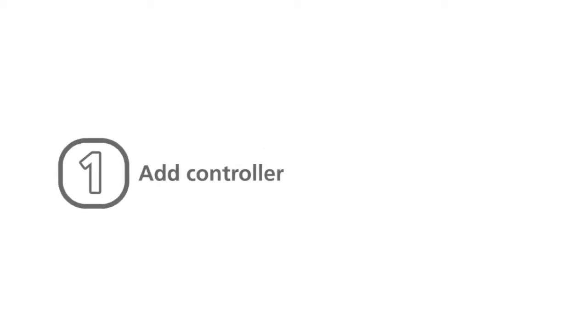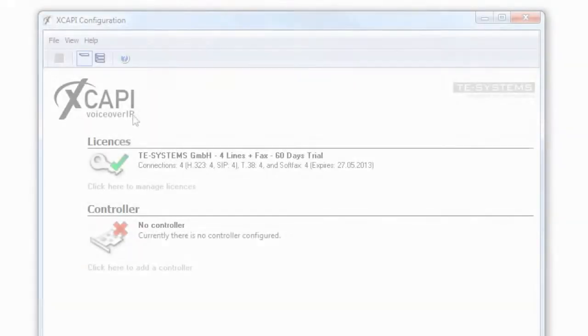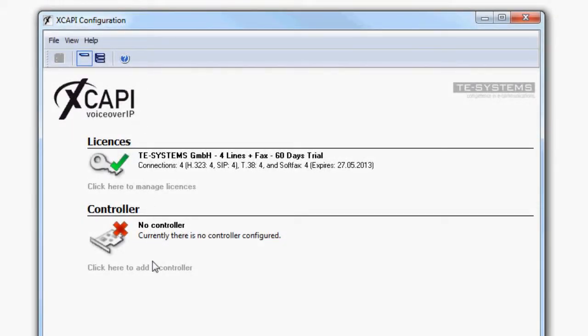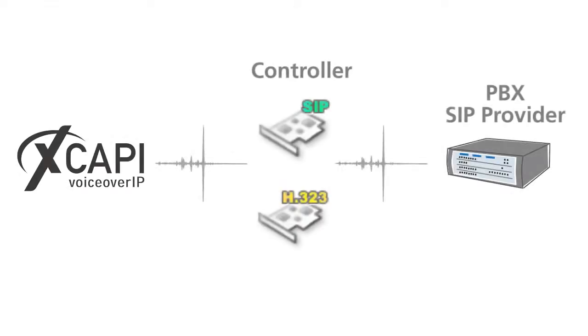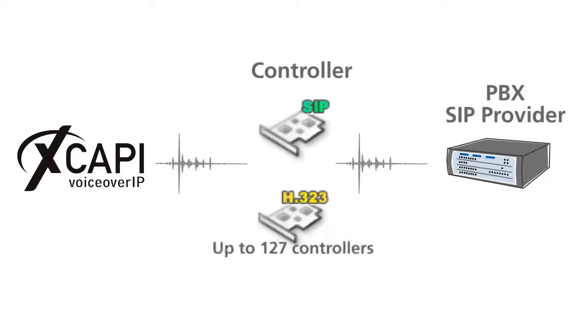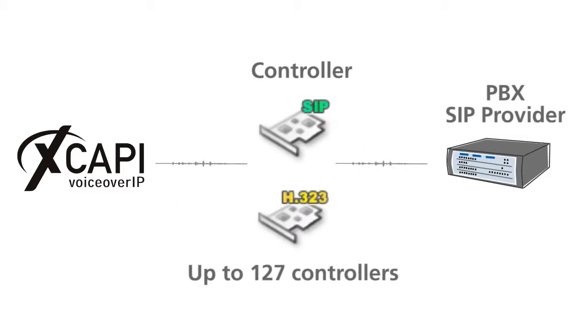The first step: adding a new VoIP controller. Controllers are used for the communication between the XCAPI and the VoIP PBX or VoIP provider. You can set up several controllers for your application within the XCAPI. Up to 127 controllers with different configurations are supported. Please note that the application must also support this option.